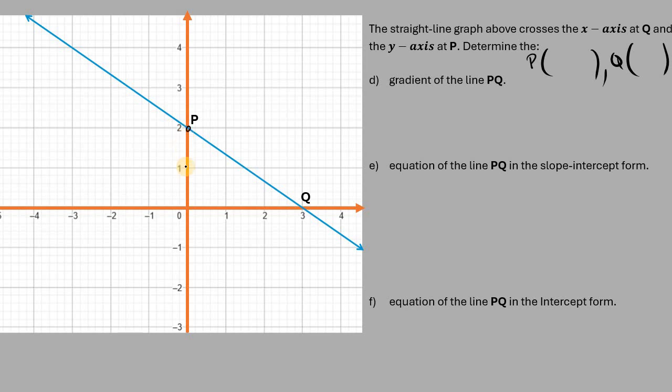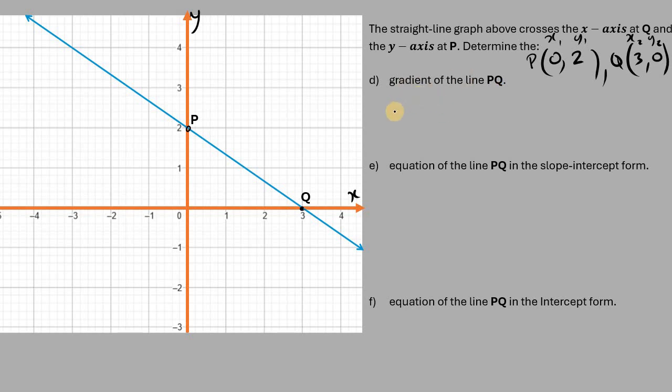X value is 0. Any point on the y-axis, X is 0, and so Y is 2. Any point on the x-axis, Y is 0. The other letter will be 0. So it's on the x-axis, so the Y is 0, but since it's at 3 on the x-axis, then X is 3. I remember we said we want to label X1, Y1, X2, Y2. You don't have to do this in the exam because you can actually look at the page and see where you're at.